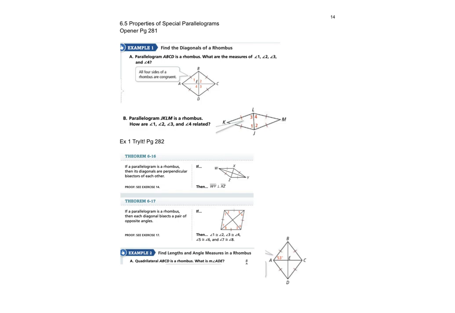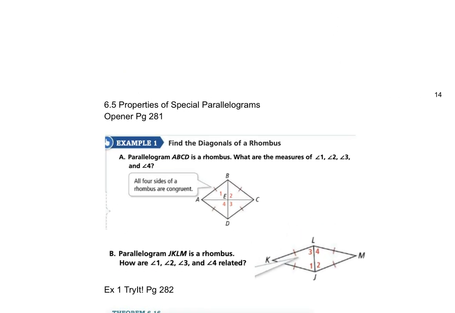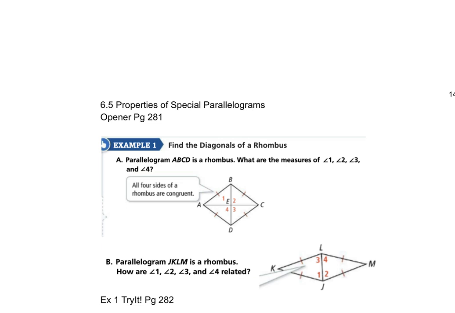In this video, we're going to cover section 6.5, Properties of Special Parallelograms. So previously, everything we covered, or the last two sections, have been about parallelograms. Remember, the defining characteristic of parallelograms is two sets of parallel sides, and we looked at the relationships between these. Opposite angles are congruent, adjacent angles are supplementary, opposite sides are congruent, diagonals bisect each other.